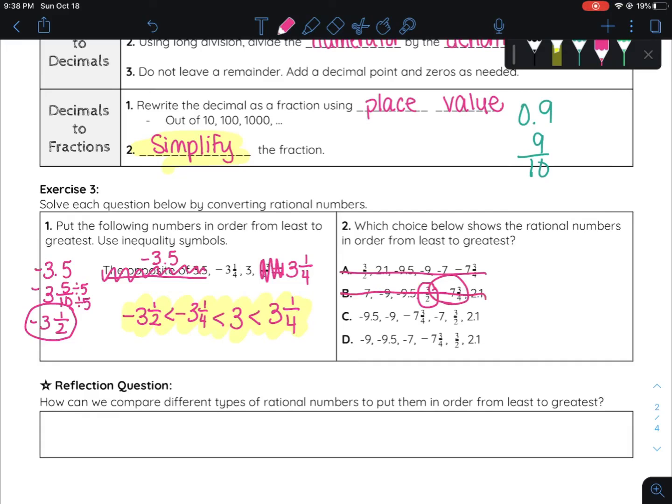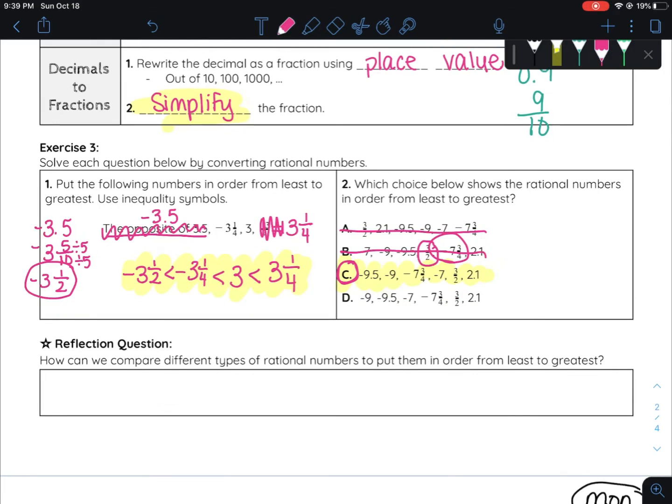And now looking here, the only difference between C and D is we flip-flopped the order of some of these. Which one is the smallest? Negative 9.5 or negative 9? So remember, 9.5 is bigger when it's positive, so it's actually smaller when it's negative, which means that C is the correct choice for number 2.